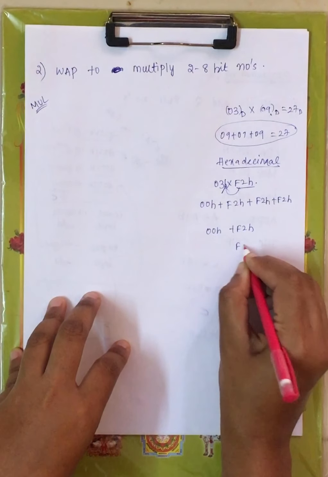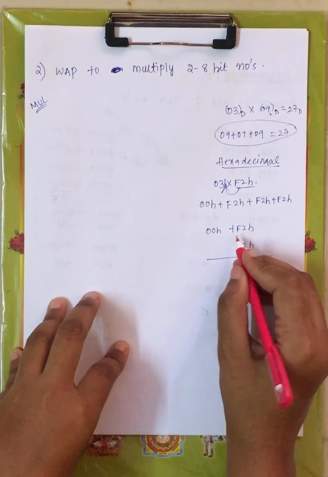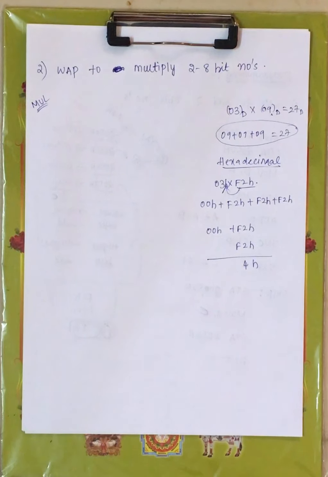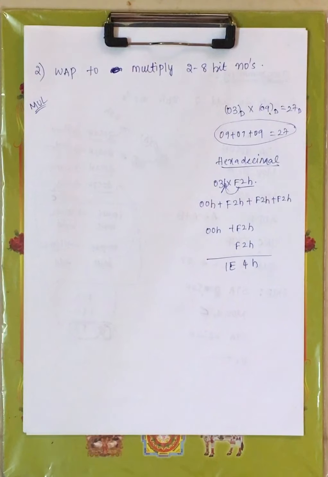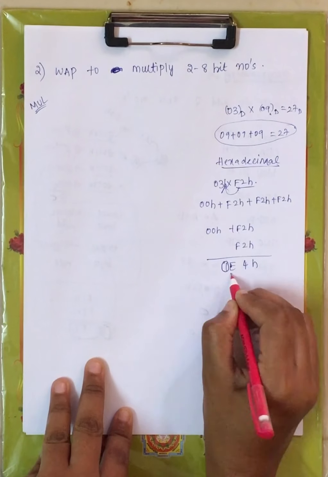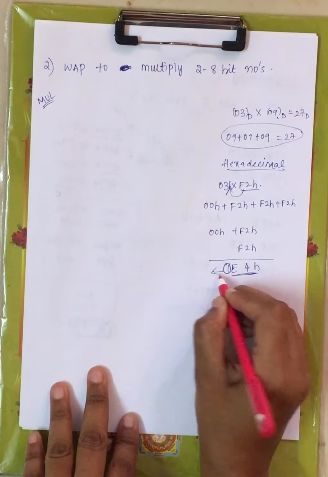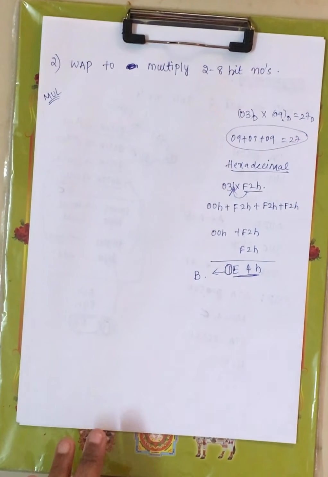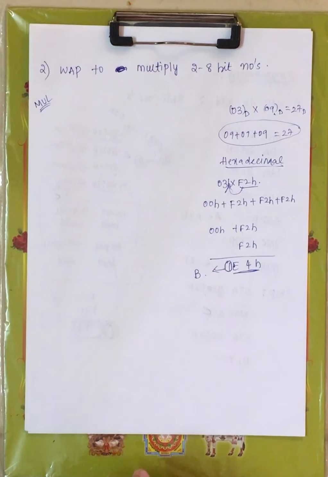To this again I have to add F2H. Now what is the result? Hexadecimal 4. Now F is nothing but 15, so 15 plus 15 in decimal is 30, which in hexadecimal is represented by 1E, so the result is 1E4H. Now 1 is your carry, and this is your sum part. Now the carry is stored in register B. A carry can be stored in any register, not only B, but here I am using the B register to store the carry.